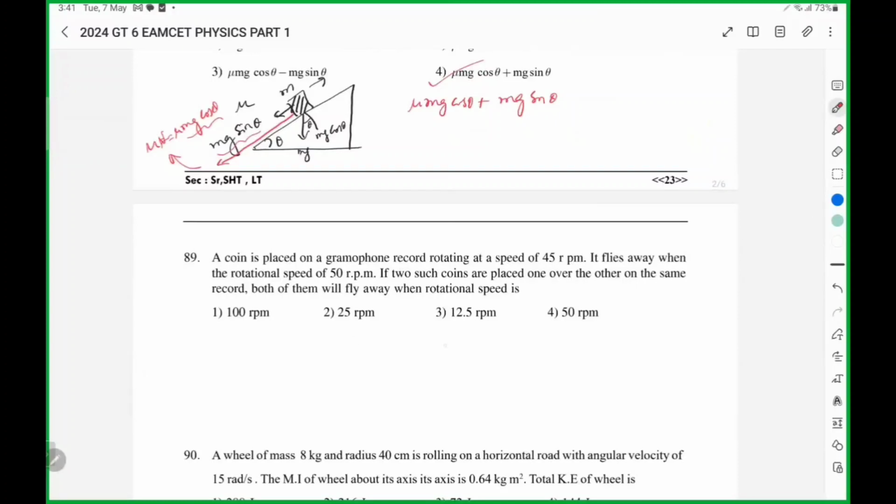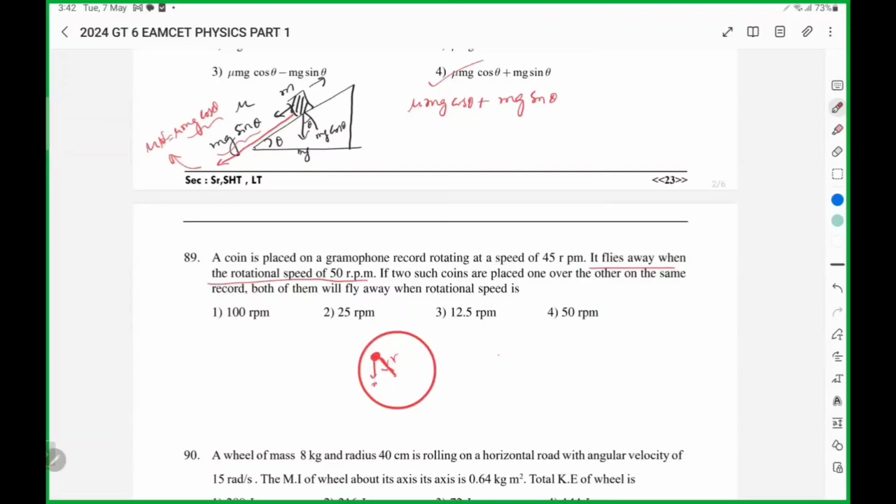A coin is placed on a gramophone record rotating at a speed of 45 revolutions per minute at some point. It flies away when the rotational speed is 50 revolutions per minute. So why does it stay on the record? Some centripetal force must be there.